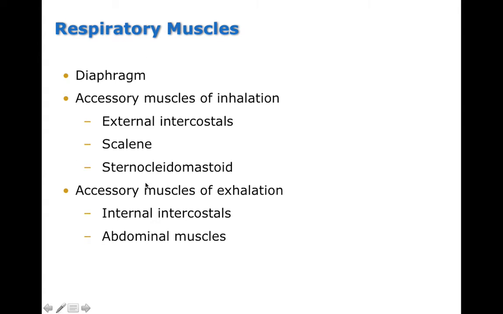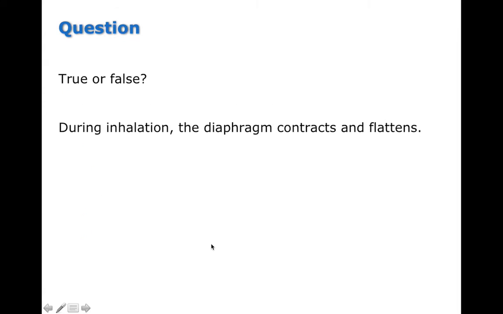And the same goes with exhalation. If you decrease volume, you're going to increase pressure. So these muscles here are going to decrease the volume of your thoracic cage, thereby increasing the pressure of the air within that thoracic cage. So it's going to force that air out of your body to a lower pressure, which would be in the atmosphere. So true or false?